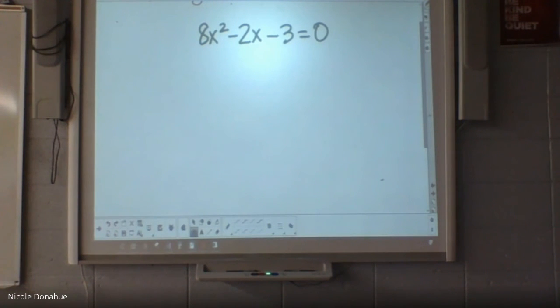24, so it's a 6 and 4, but one of them negative. So just put this in parentheses. And then now you're going to set each of those equal to 0.